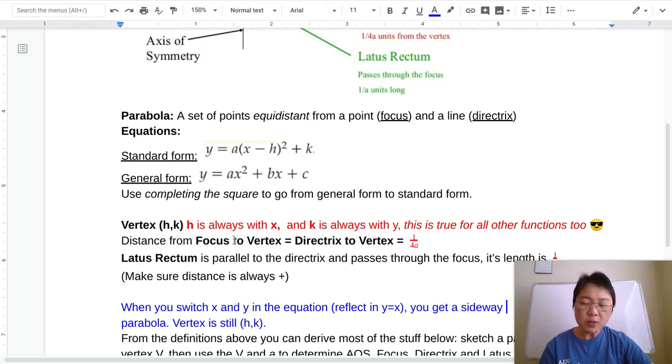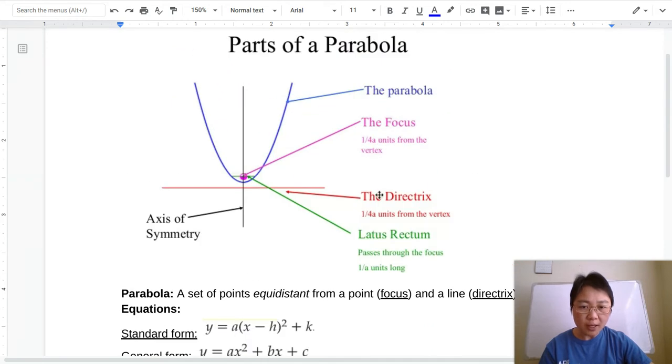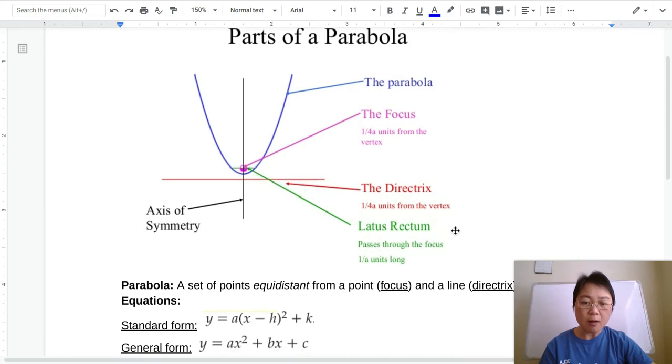The distance from focus to vertex is equal to the distance from the directrix to the vertex, which is equal to 1 over 4a. 1 over 4a and 1 over 4a. Okay, this distance and this distance. And the length of the line segment, this is the latus rectum, which is the green line segment passing through the focus parallel to the directrix. Its length is 1 over a units long.